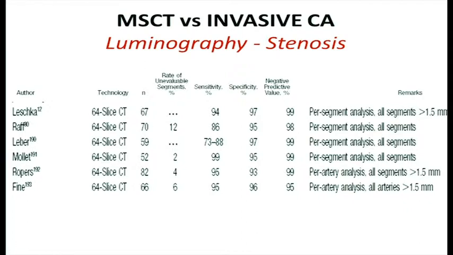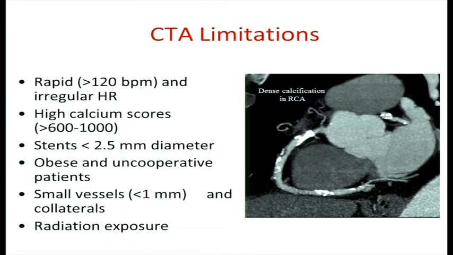The sensitivity and specificity are very good, more than 95%. And the thing to note is the negative predictive value has always been in the range of 99 to 100%. That means you can rule out coronary artery disease if the coronary CT angiogram says so.